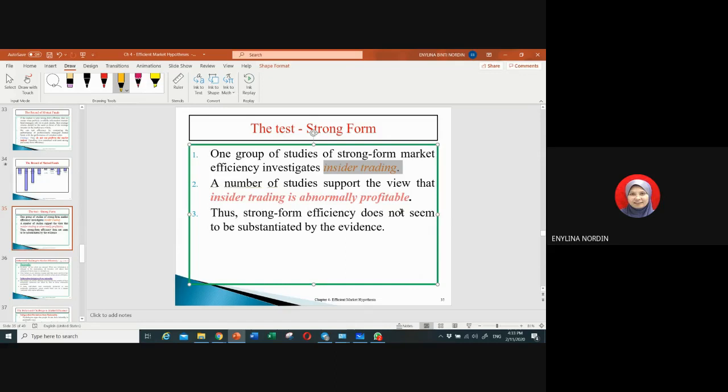These findings provide evidence contrary to the strong form efficiency. That is, no market is strong form efficient. Why is that? Because insider trading still exists in the market, where the investors can still make an extraordinary profit using inside information.